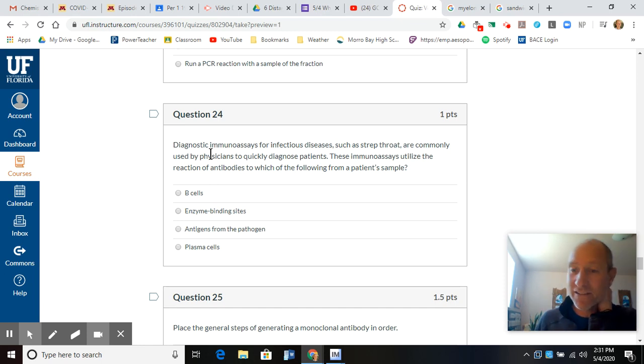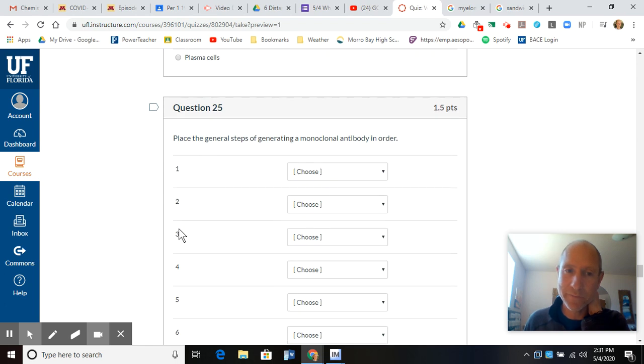Diagnostic immunoassays, so they're talking about ELISA again, for infectious diseases such as strep throat or COVID-19 are commonly used by physicians to quickly diagnose patients. These immunoassays utilize the reaction of antibodies to which of the following from a patient's sample? That would be antigens. So, like the spike protein in the case of ELISA testing for coronavirus. Please refer back to that video on testing of coronavirus. You're going to want to watch that again at this point.